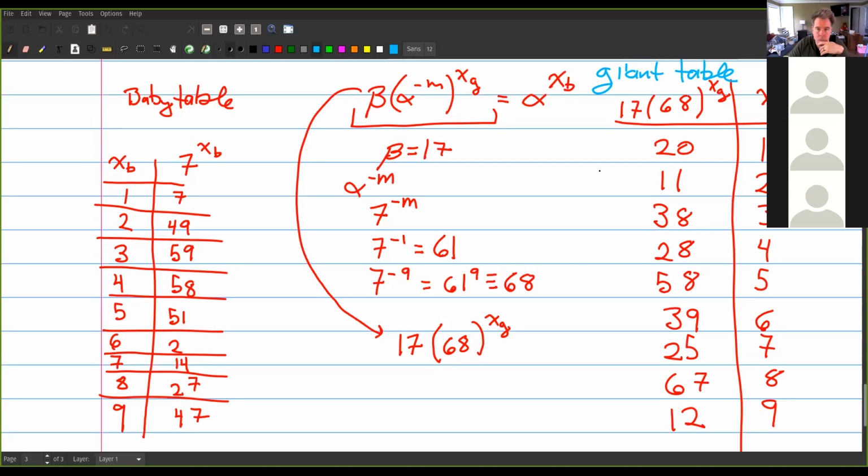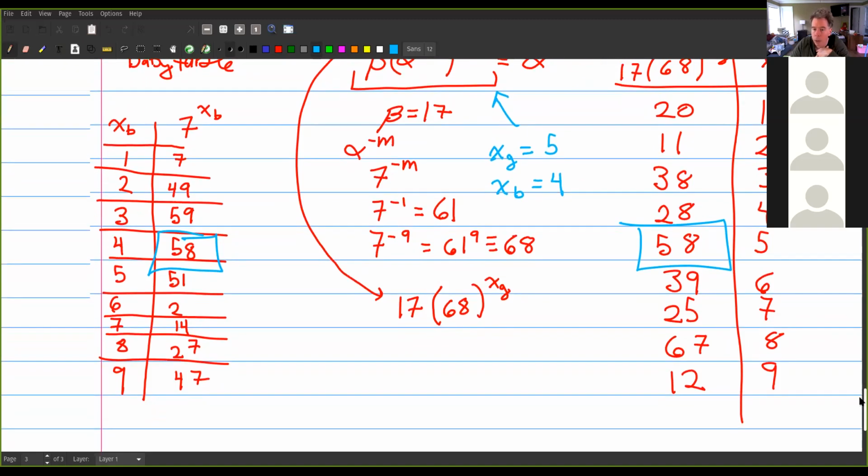No, I mean, for the value of 5 in xg it's 58, and the value of 4 for xb it's 58. Yeah, that's right. That's it. So what we get is that this equality is true when xg is equal to 5 and xb is equal to 4.